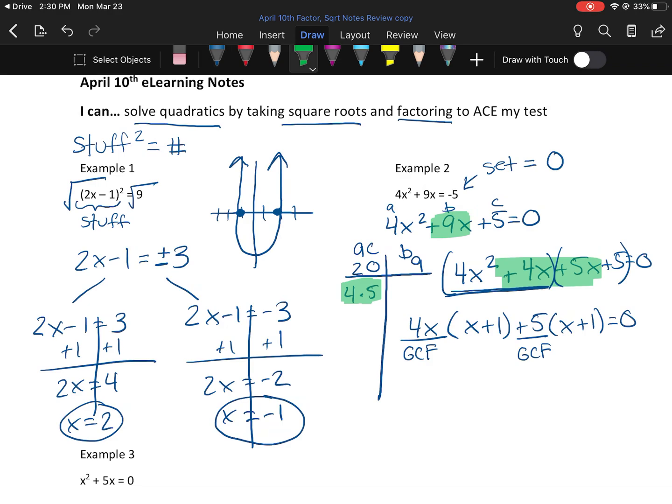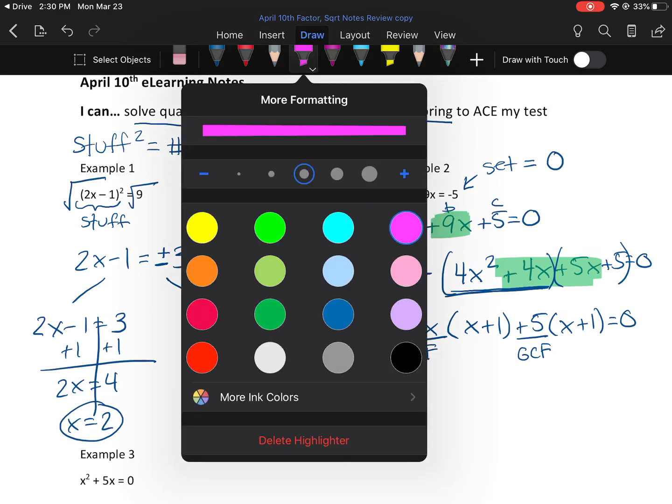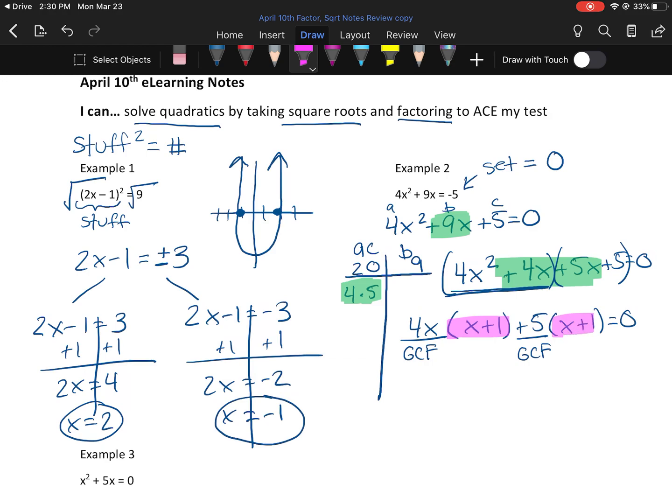My parentheses match. That is awesome. I'm talking about these. That's what I want. So I can go ahead and put my GCFs together: 4x plus 5 and x plus 1 is equal to 0.